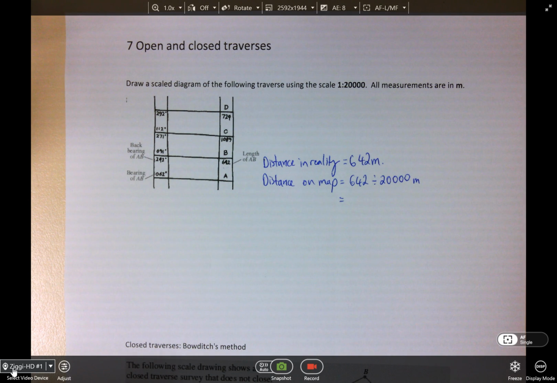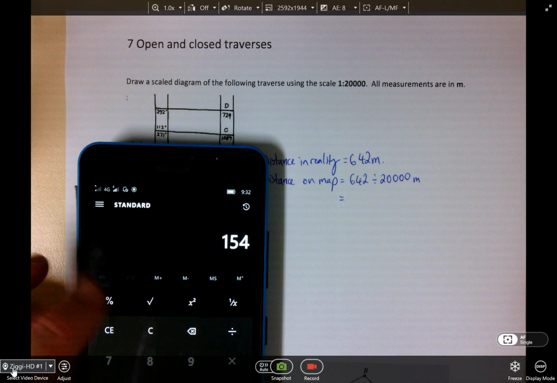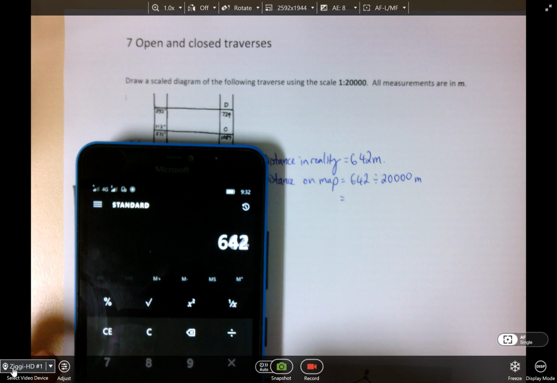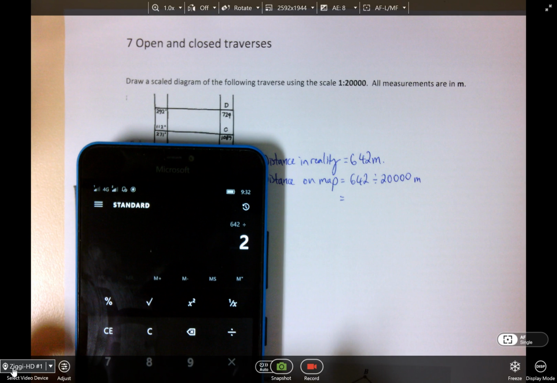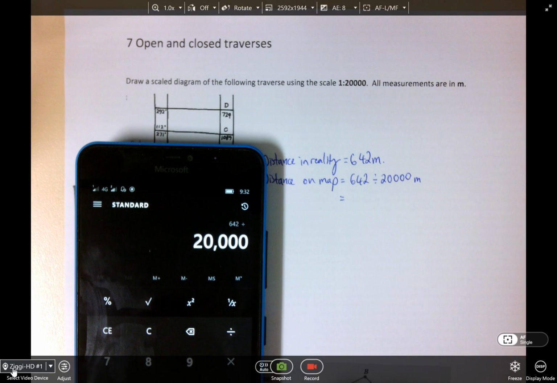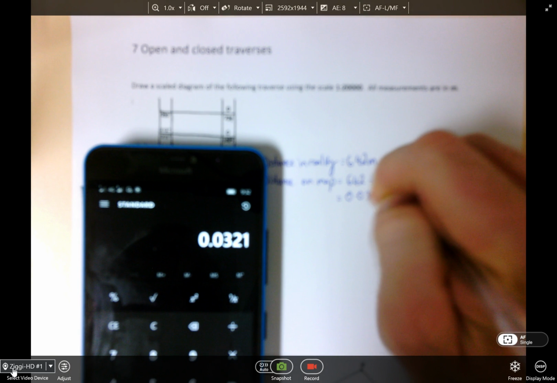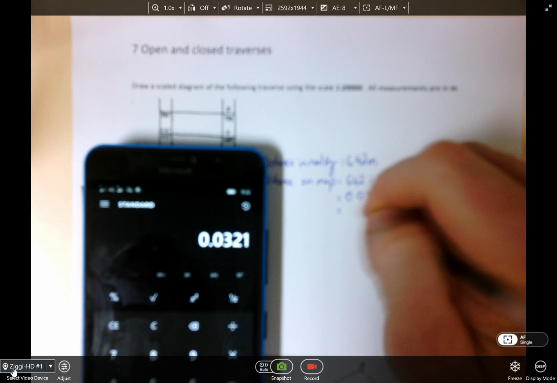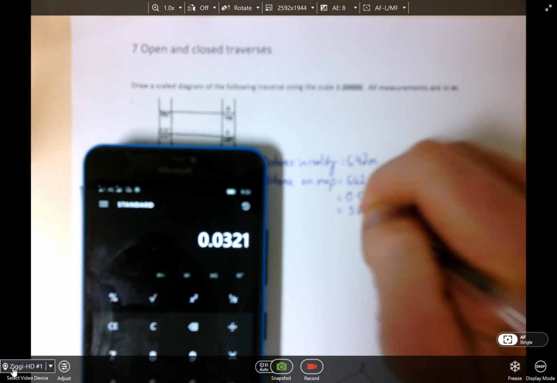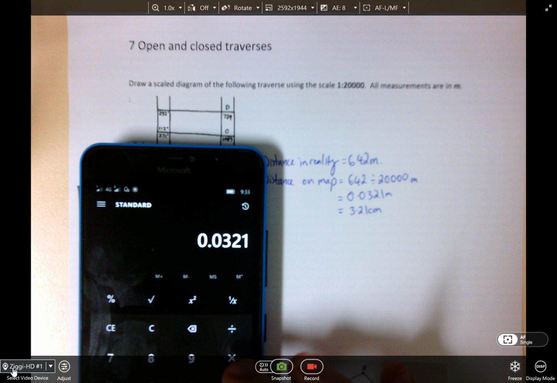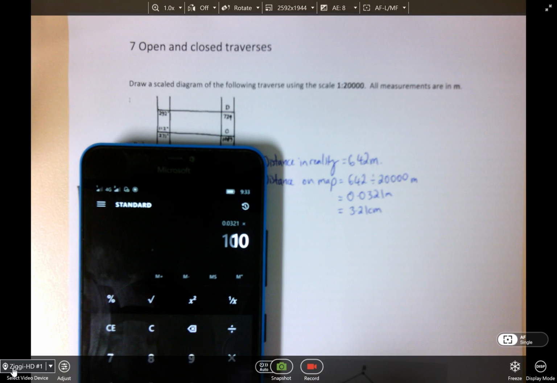So I'll get my calculator. 642 divided by 20,000. Okay, so I get 0.0321 meters, or 3.21 centimeters. Okay, we can always, when we've got meters, times by 100 to make it into centimeters.